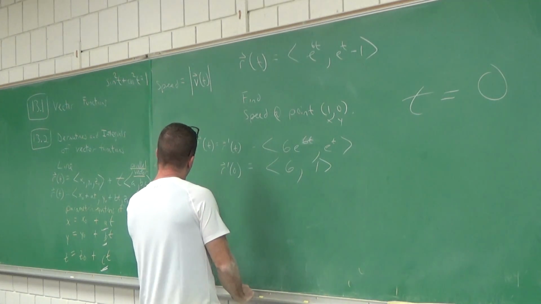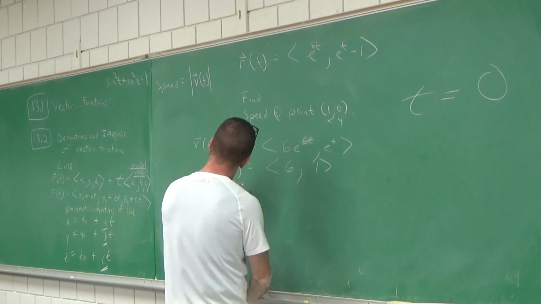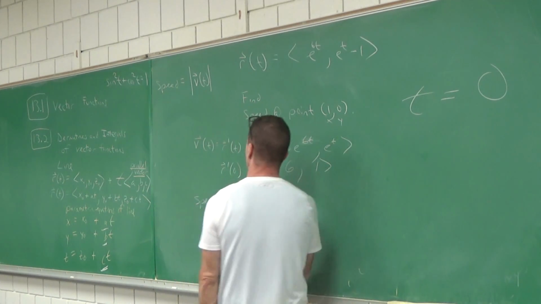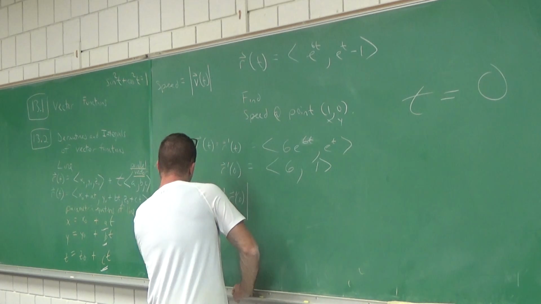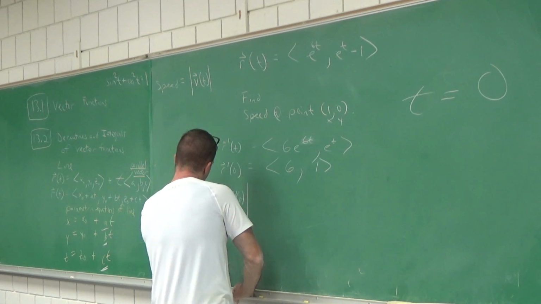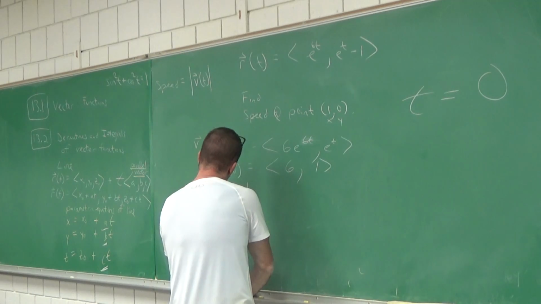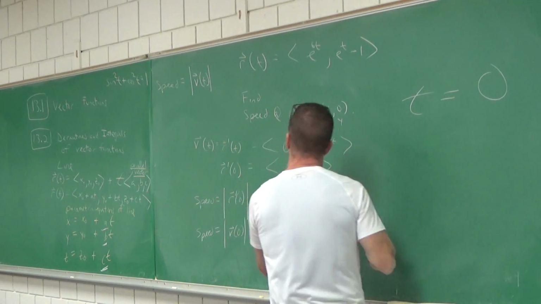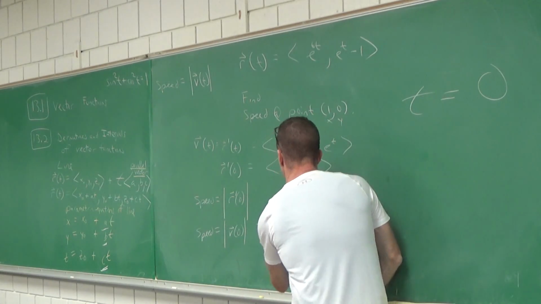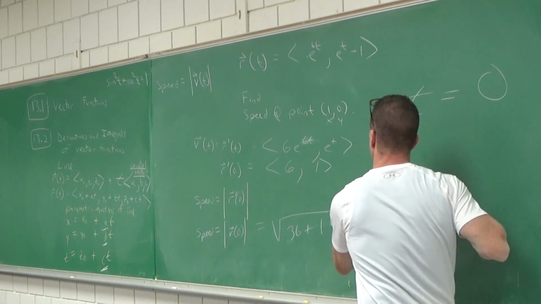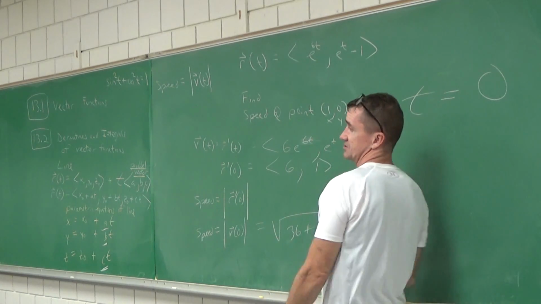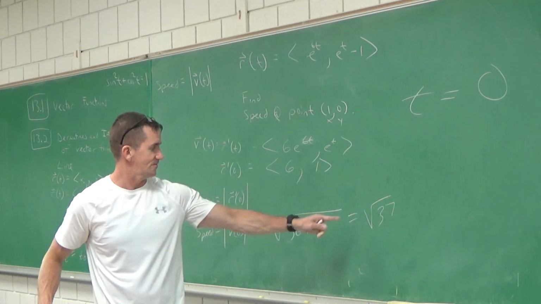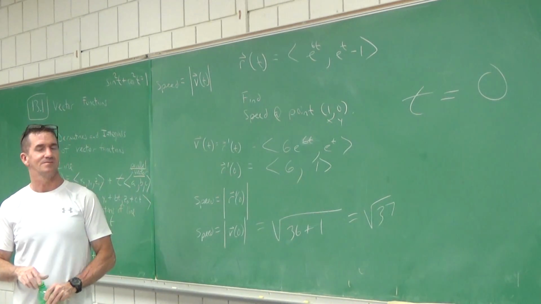Speed is the square root of 6 squared plus 1 squared, the magnitude of r prime of 0. Or you can write speed is the magnitude of v of 0, if you want to use v as the velocity vector. Square it up: 6 squared plus 1 squared. We didn't have units, so we'll just put square root of 36 plus 1, square root of 37. Cool.